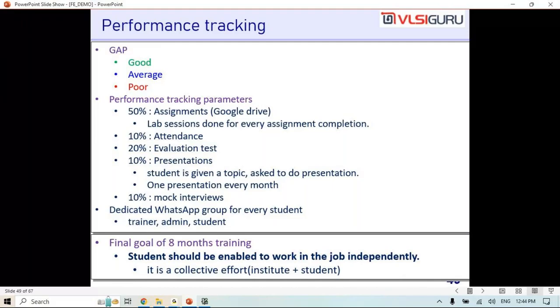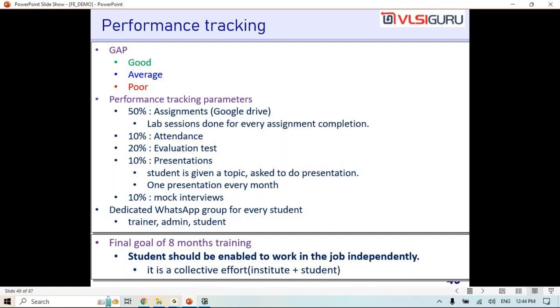Students should be enabled to work in the job independently. When you go to a job, let's say tomorrow you are hired in Qualcomm, there you should do the work without any support from your seniors. They won't give you some complex research or development work, they'll give you simple work. Are you able to understand that work? Are you able to implement that requirement? That should be the thing.